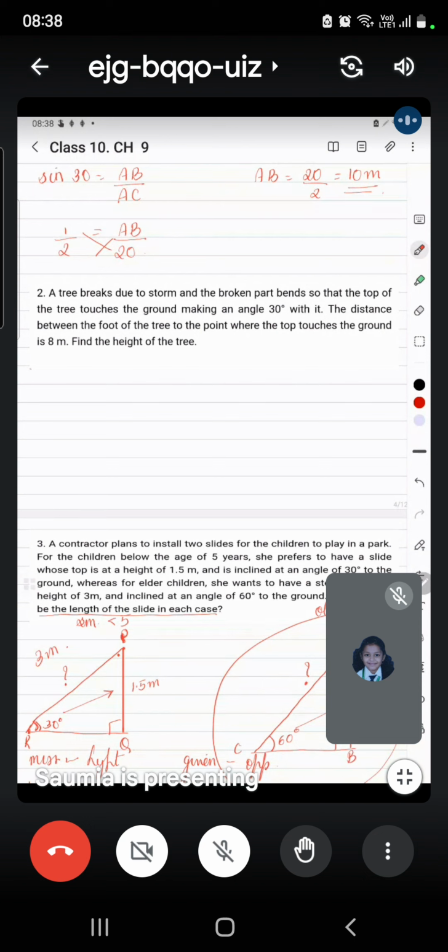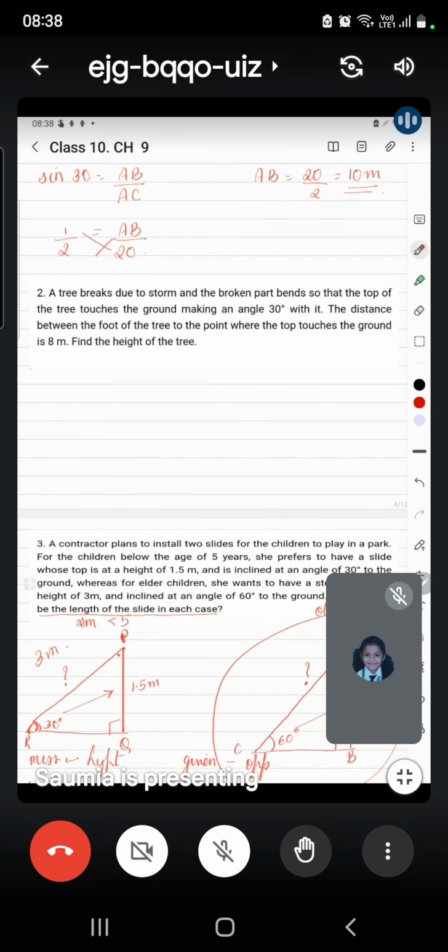Now, when I read the question first, I got confused like anything. What is broken? And where is the storm? What has happened to the tree? So, the solution is to read it again. Again and again, if you read, you will understand. There are many questions which have lots of words and we get lost in those words. So we have to break them up, read them again and again, and then it becomes easier for us.